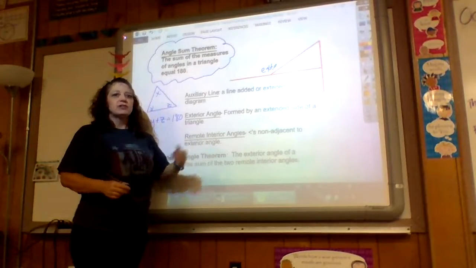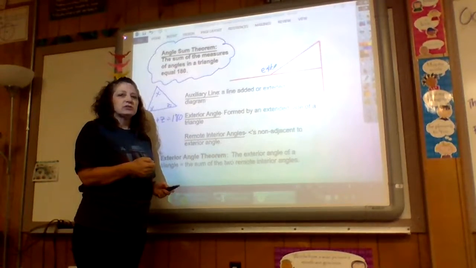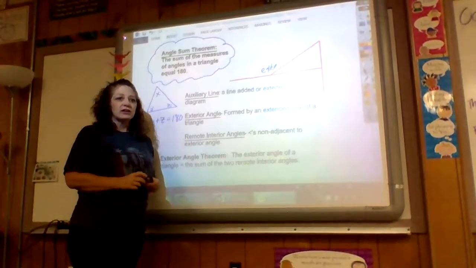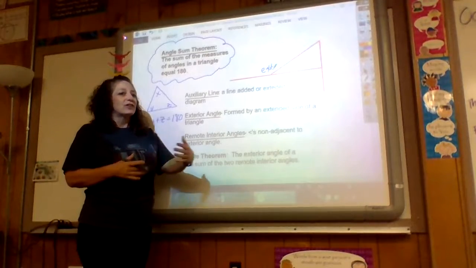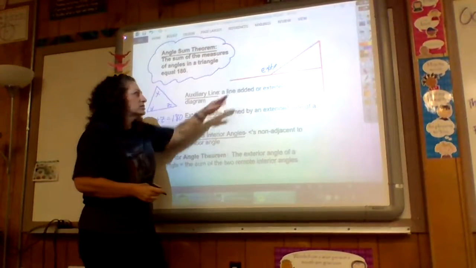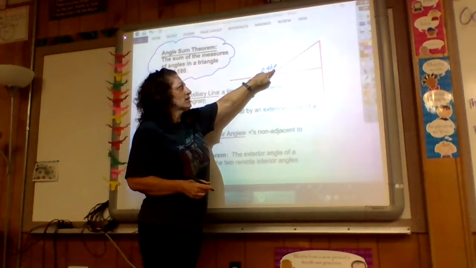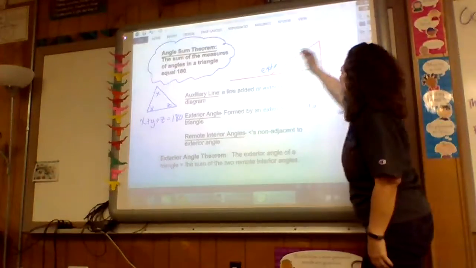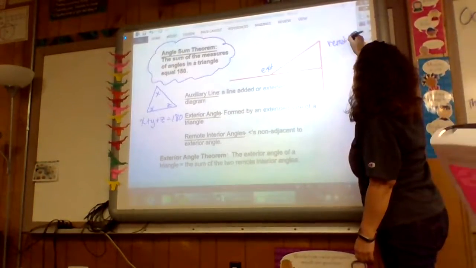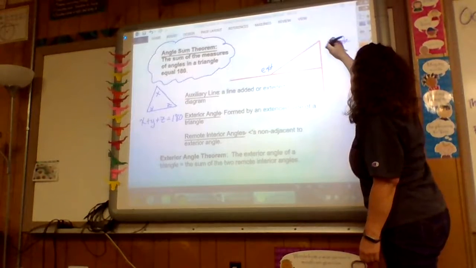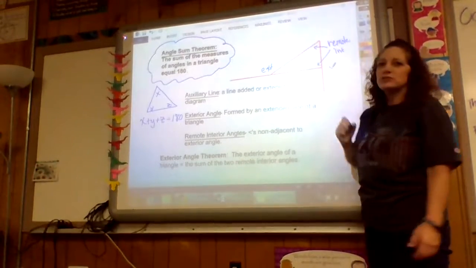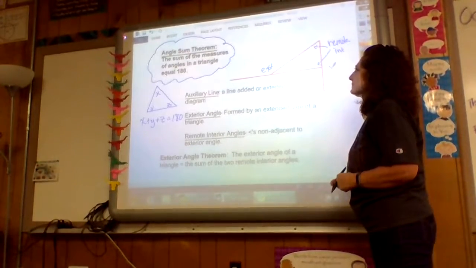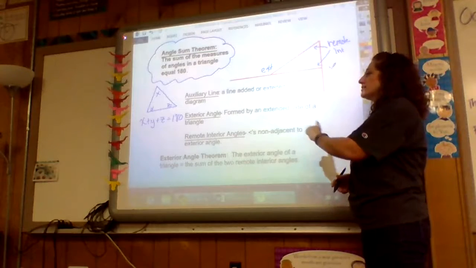Okay, remote. You sit on the couch, you use a remote. You get to use it because you're far away from the TV. You go to the country to a remote area. So what does remote mean? Far away. The remote angles are going to be the angles not right next to my exterior angle, the ones far away from it. So in this case, if this is my exterior angle, the remote interior angles are over here. There will always be two of them, the two on the other side of the triangle.